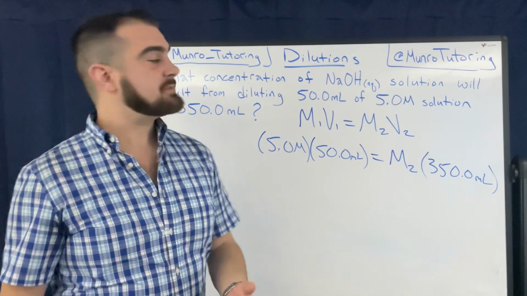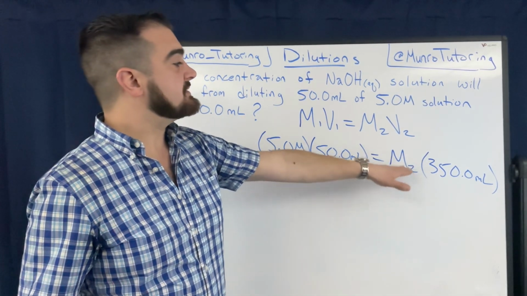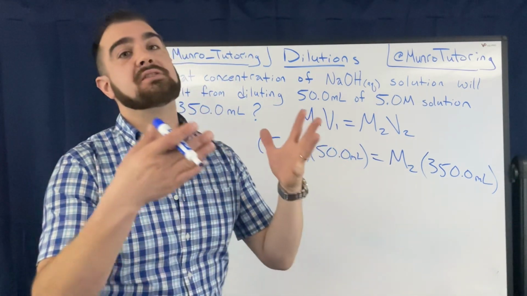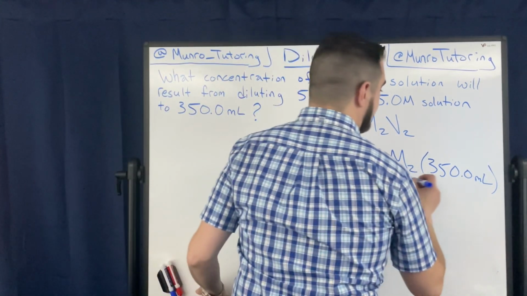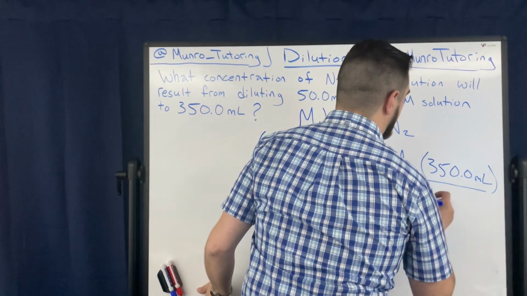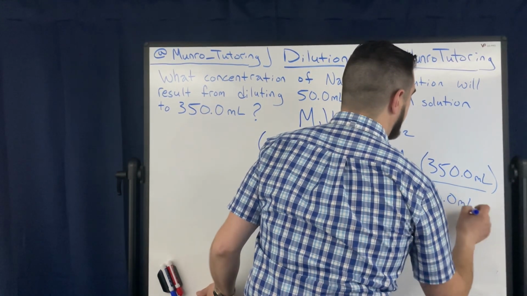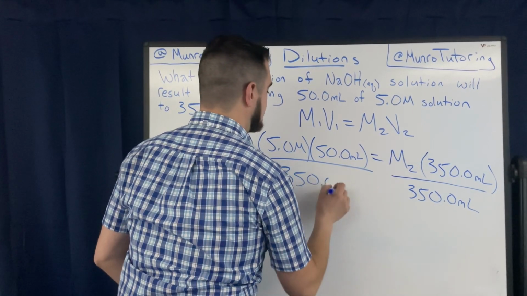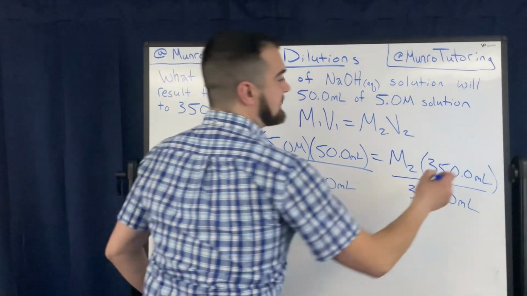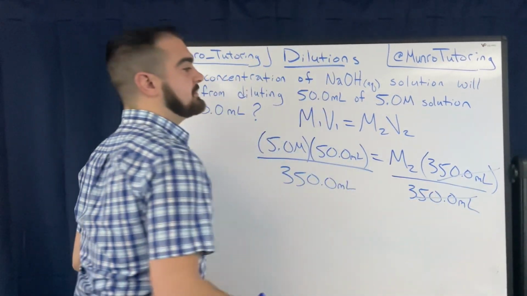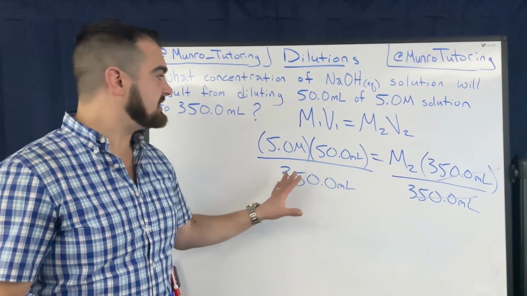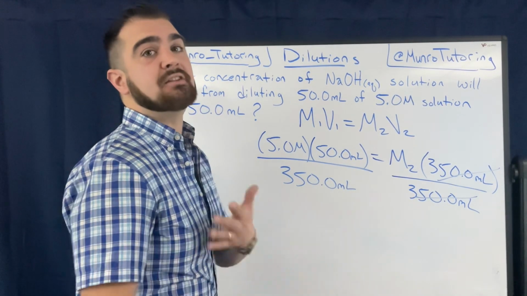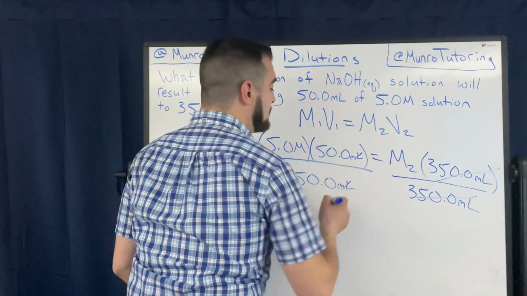And now we just have to get M2 on its own. And so just a little bit of algebra. In order to get M2 on its own, currently it's being multiplied by 350. So we have to divide by 350, and whatever we do to one side, we have to do to the other, right? So we're going to divide both sides by 350.0 milliliters. And now this whole thing cancels out there, the 350 mils. And then on the other side, we can see milliliters in the top and milliliters on the bottom cancel, which is why we didn't have to convert to liters for this. We just go boom, boom, that's out of here.